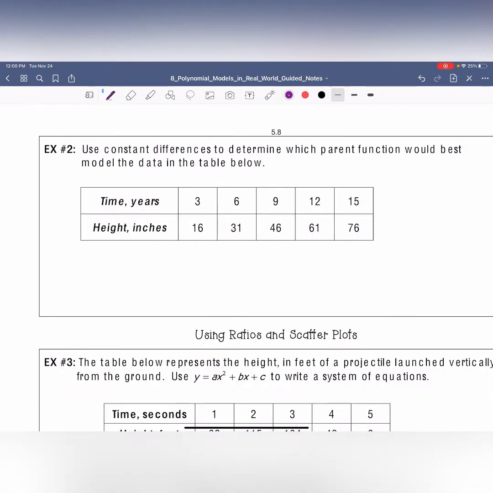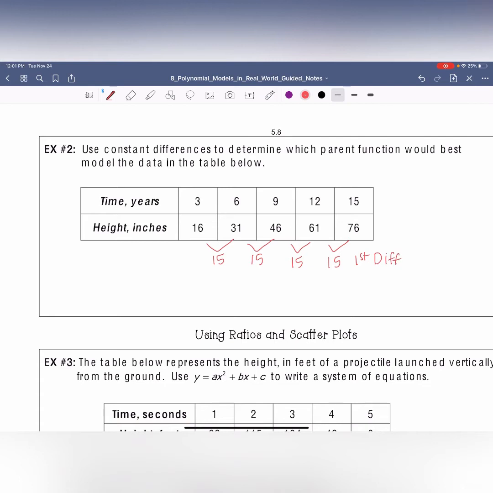So we're going to use this difference of constants and find what kind of function this is. Same as what we did on the last problem. First thing you want to check is your x values. Are they going up by a constant number? 3, 6, 9, 12, 15. Yes, they're all going up by 3. It is constant. We're good. Now we're going to look at the differences of our y values. 31 and 16, so I do 31 minus 16 is 15. 46 minus 31, 15. 61 minus 46, 15. 76 minus 61, 15. So this is my first differences.